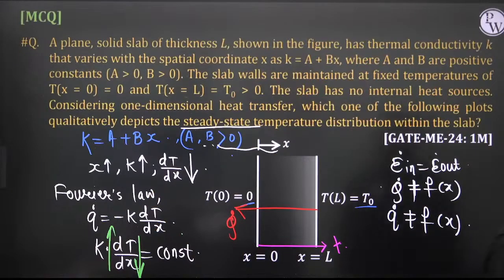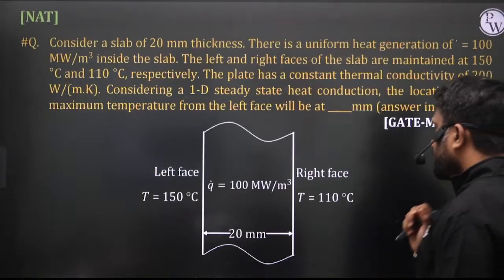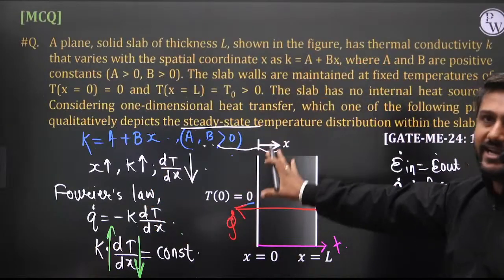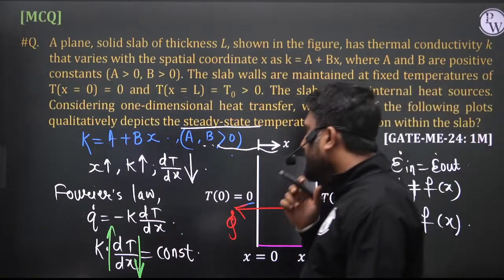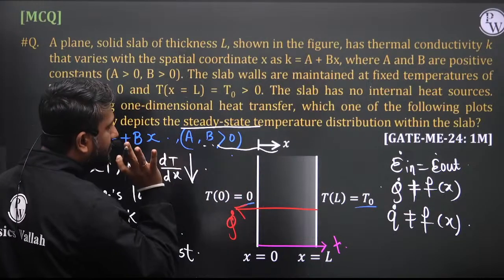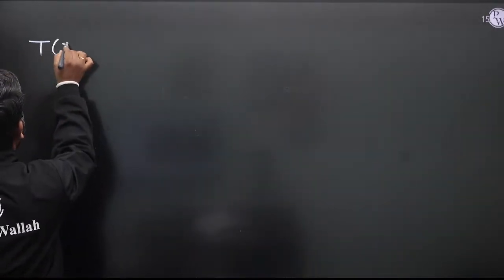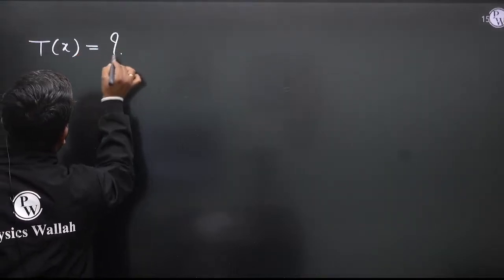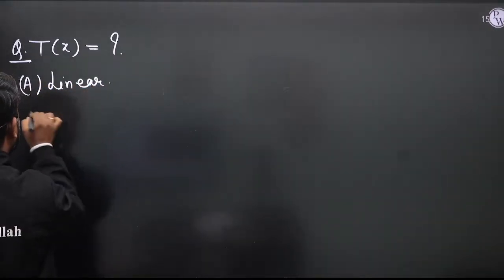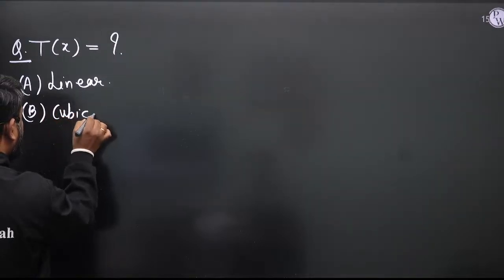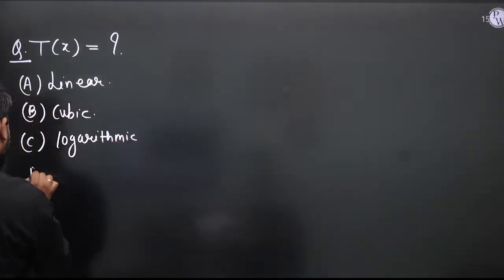These are qualitative plots. And if in the same problem I ask how the temperature changes with respect to x, this is a question where my options are: option A is linear, option B is cubic, option C is logarithmic, and option D is hyperbolic.